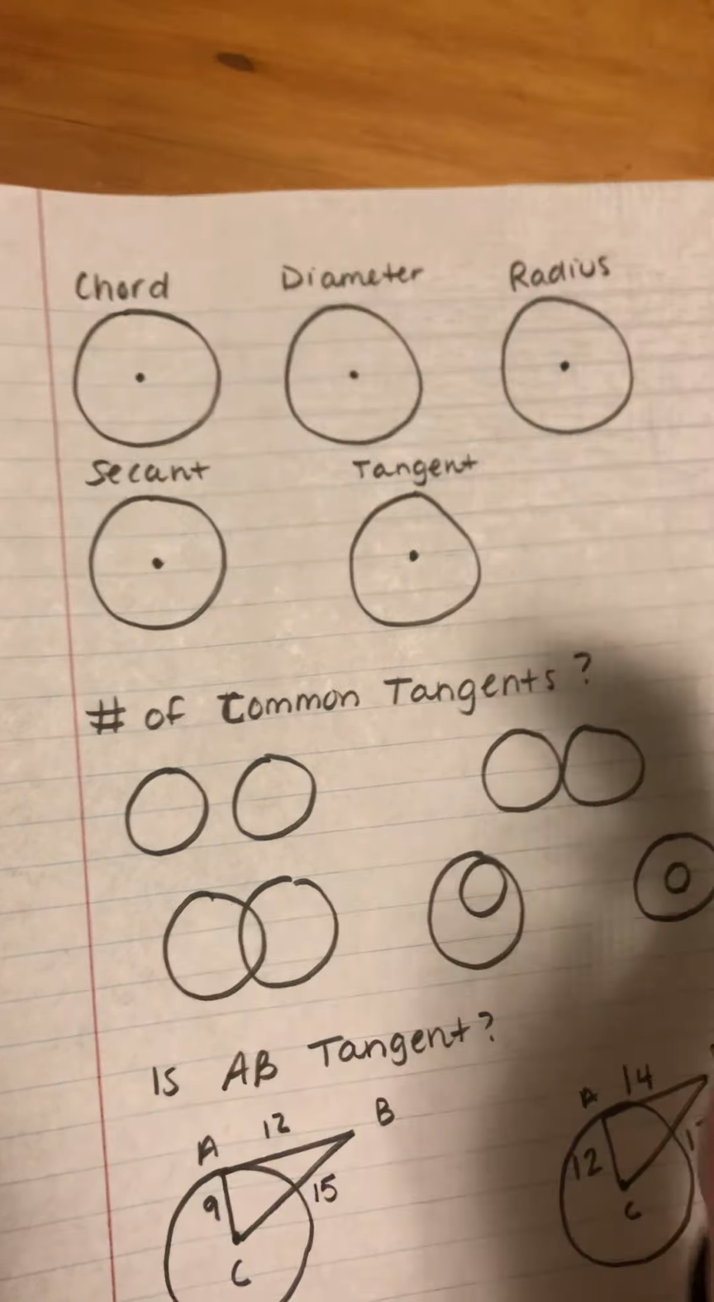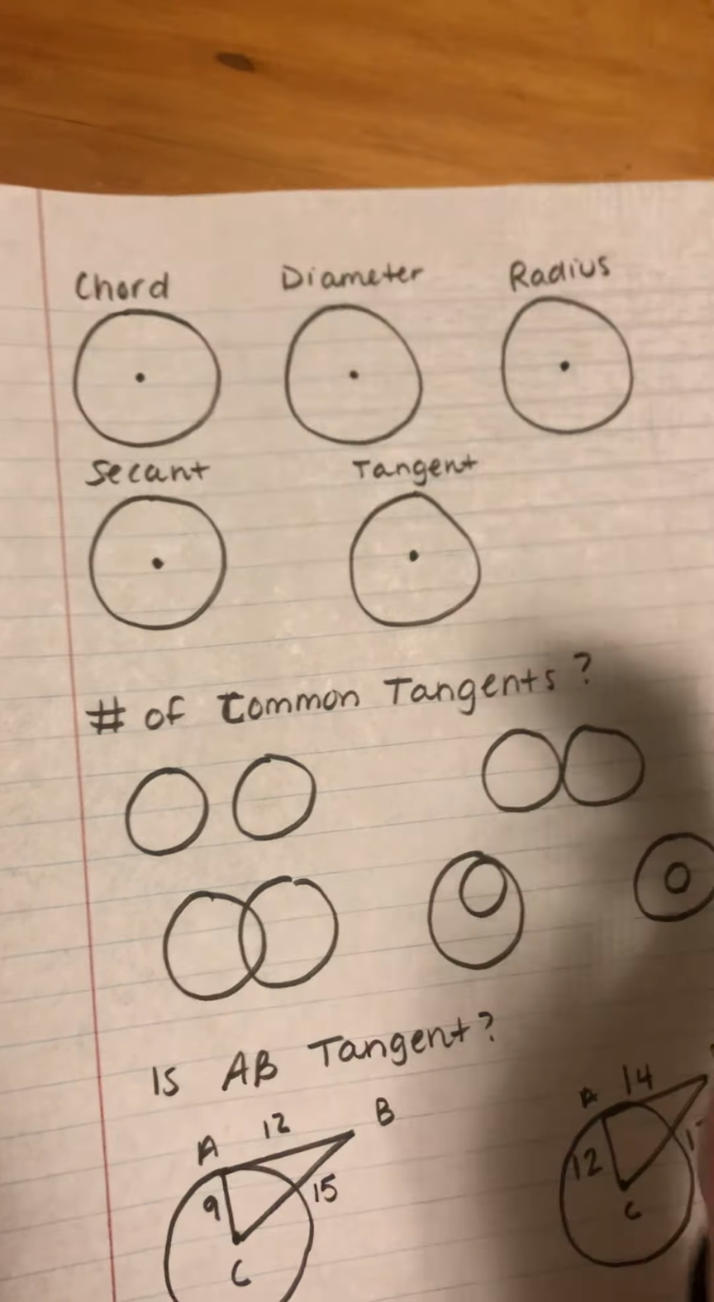A secant is similar to a chord, except a chord has endpoints, whereas a secant is a line that'll go through it. It'll keep continuing on. And a tangent is also similar to that, except a tangent is going to hit a point on your circle once, and that's it. It's not going to cross through it. It's just going to hit it once and keep continuing on. So a tangent only has one point of intersection.